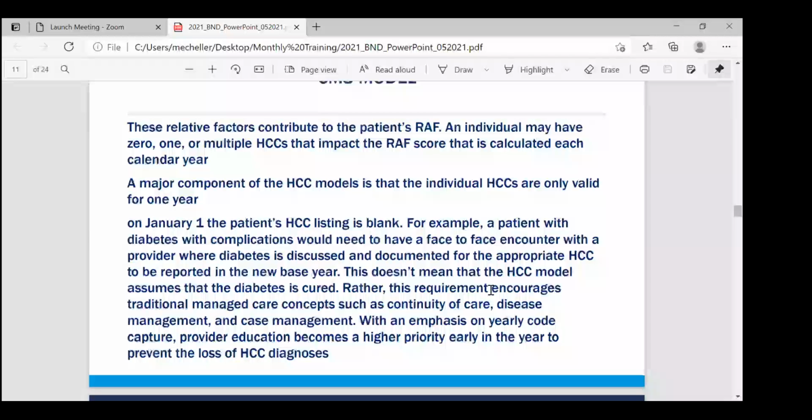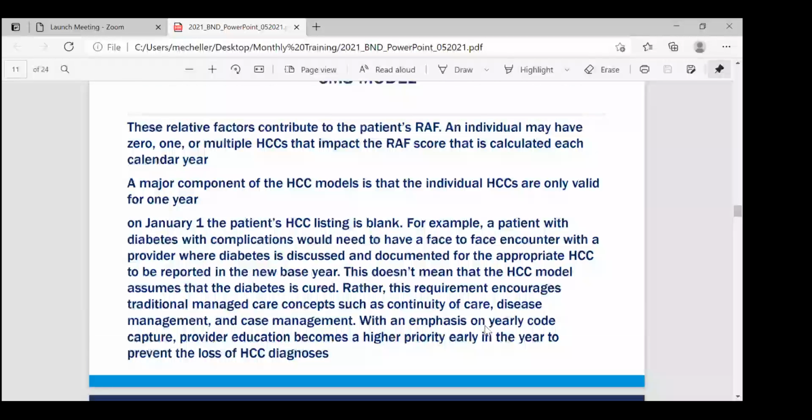So on January 1st, the patient's HCC listing is blank. For example, a patient with diabetes and complications would need to have a face-to-face encounter with a provider where diabetes is discussed and documented for the appropriate HCC to be reported in the new year. It doesn't mean that the HCC model says they're cured, but rather that the requirement encourages traditional Medicare fee-for-service type arrangements and contracts to reassess those conditions for continuity of care, for disease management and case management. So every year the slate is wiped clean. You must re-document in a face-to-face visit with providers and resubmit the chronic diseases associated with those patients' history.